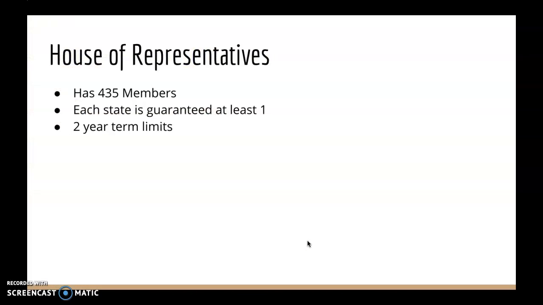Now on to the House of Representatives. There are 435 members. Each state is guaranteed at least one because this is a proportion of the population. So bigger states are going to get more representatives. Smaller states are going to have less. But each state is guaranteed at least one, and they serve for 2-year term limits.